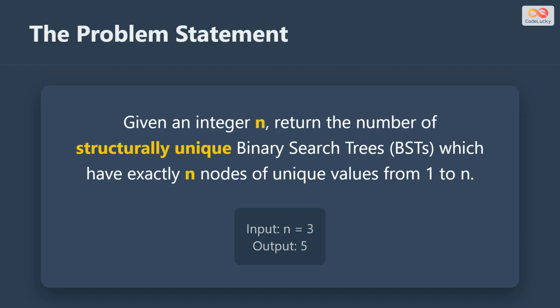Here is the formal problem statement. Given an integer n, we need to return the number of structurally unique BSTs that have exactly n nodes with unique values from 1 to n. For example, if n is 3, the answer is 5. This means there are 5 distinct ways to arrange the numbers 1, 2, and 3 into a valid BST.